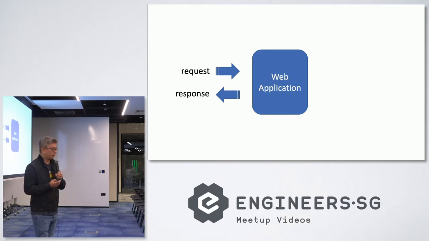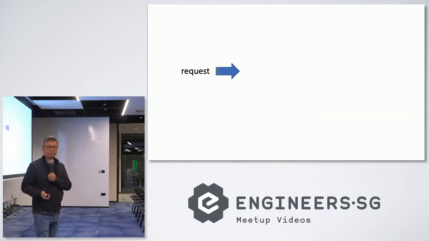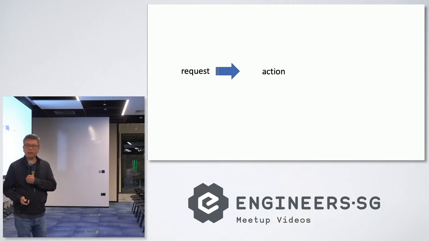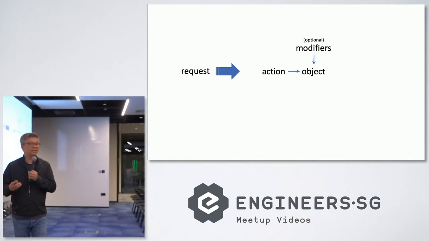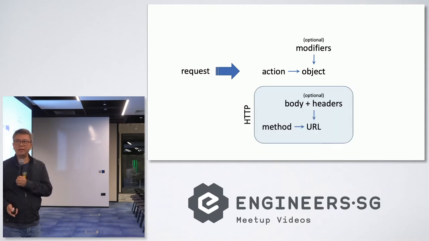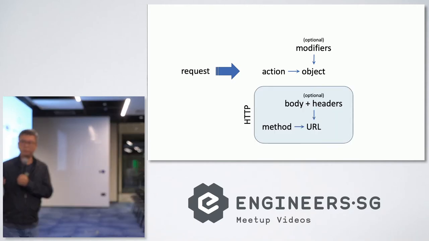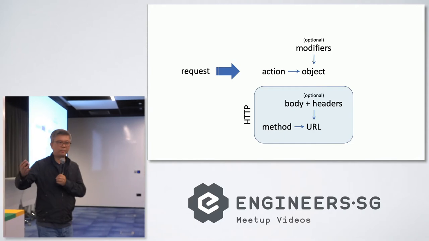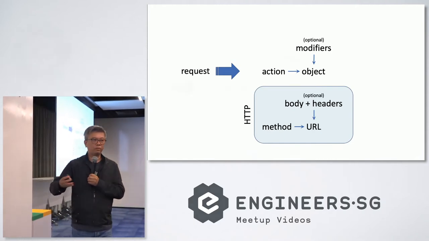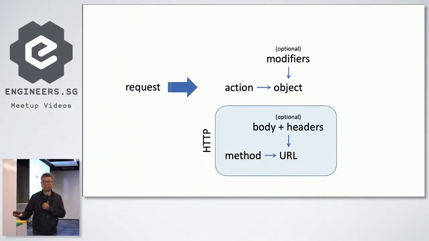A web application is basically a software application on the web. And request and response is basically what you know as HTTP. So let's look at what the request is. It's basically an action on an object with certain modifiers on it. If you translate that into a web request, then this is basically a method on a URL with body and headers as the modifiers. And these are optional modifiers, okay?